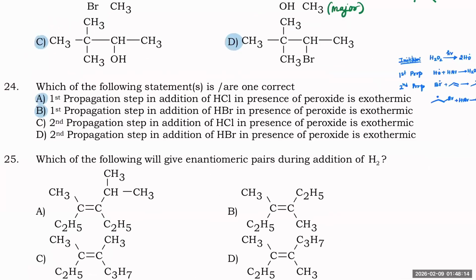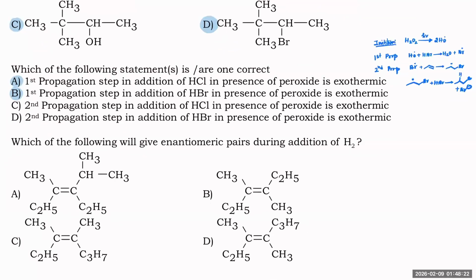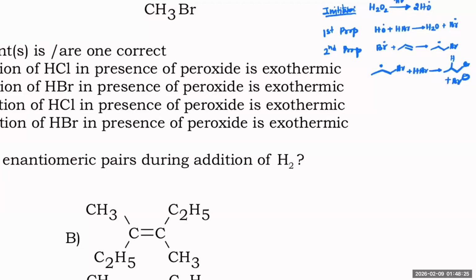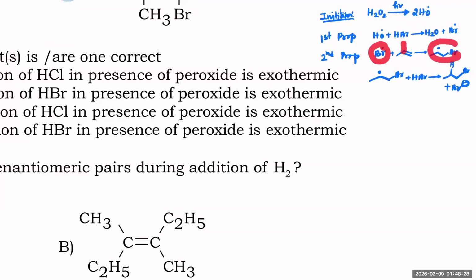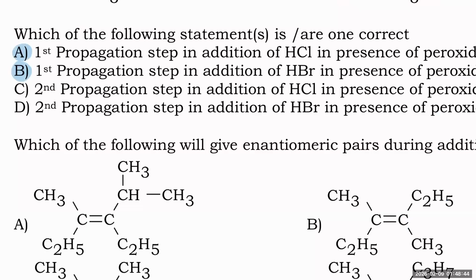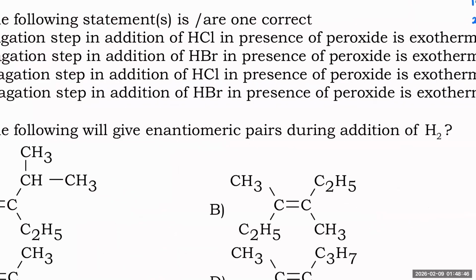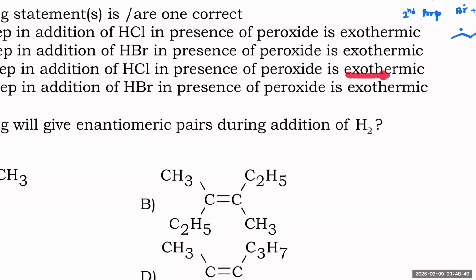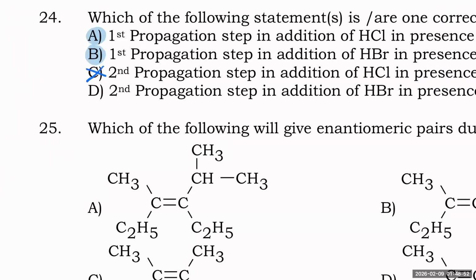Second propagation step in addition of HCl in presence of peroxide is exothermic. The second propagation step is this one, where Br dot is getting added. The problem is that when Cl dot gets added, this was not observed to be exothermic; it is slightly endothermic. And because it is endothermic, we say that HCl does not make anti-Markovnikov addition. So this C is incorrect, because it is said to be exothermic.